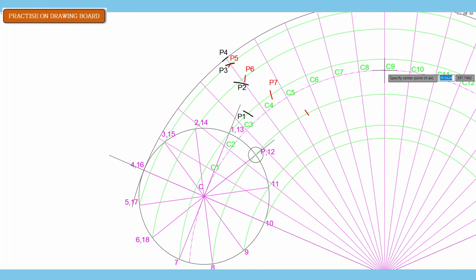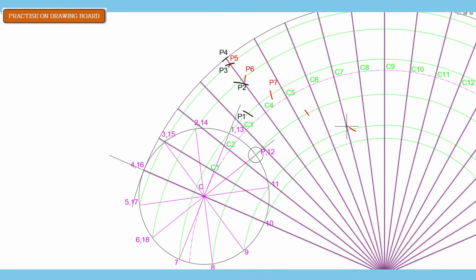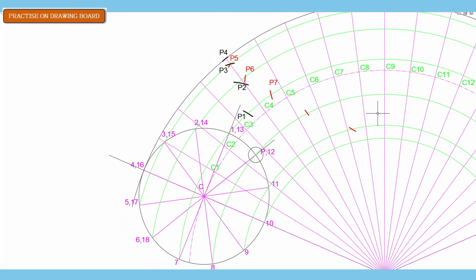Now from the 9th center, we are looking for the 9th arc somewhere there. Radius of 40. And that's our 9th point. And then from 10, we should be somewhere there on the 10th arc. So 40.